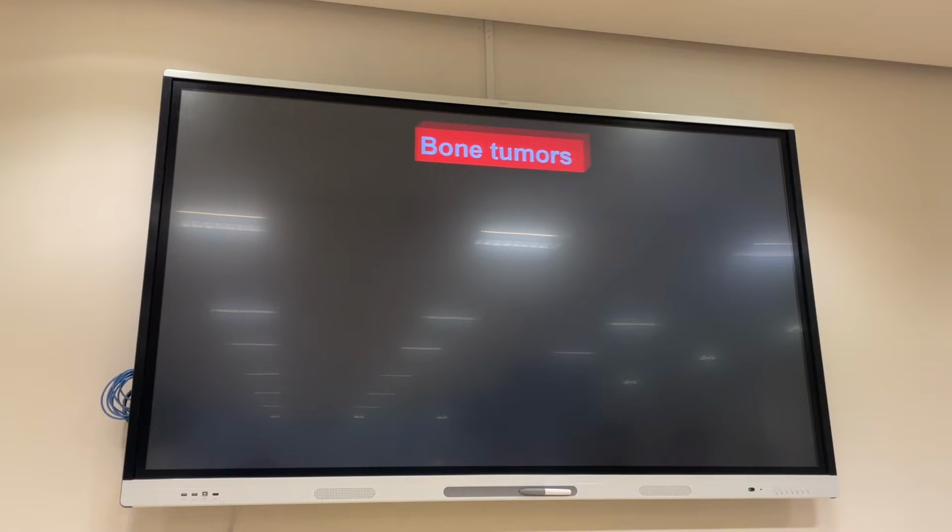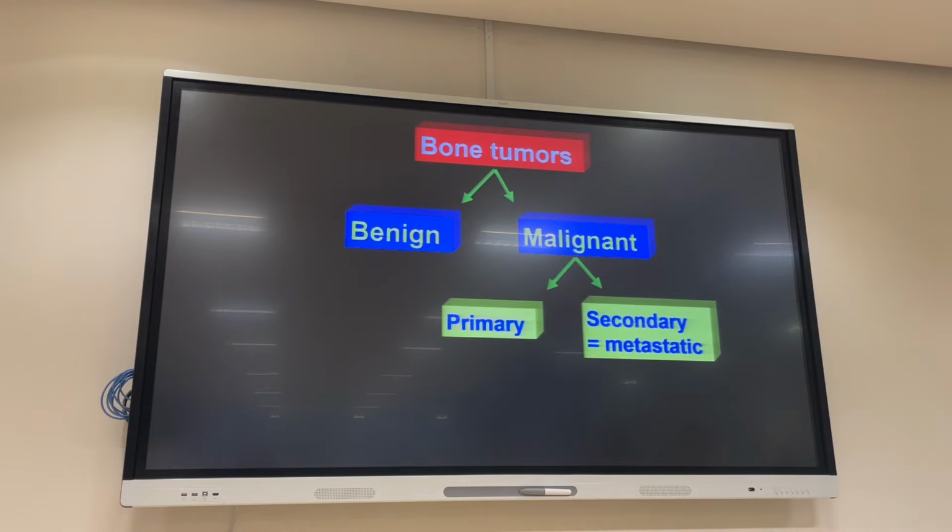So bone tumors in general, like all other organs, the benign will be far more common than the malignant. Okay? And when it comes to malignant, which one do you think is going to be more common, primary or secondary? Secondary is going to be far more common. So the bone is one of the sites in the body that receive a lot of metastasis actually from all organs.